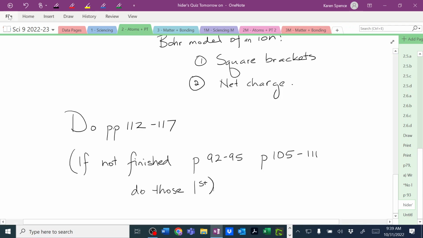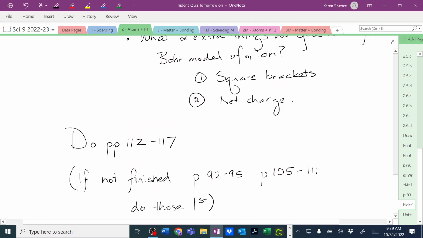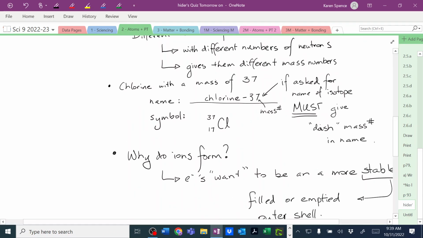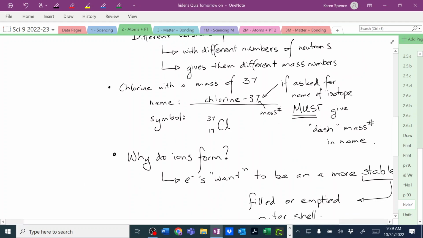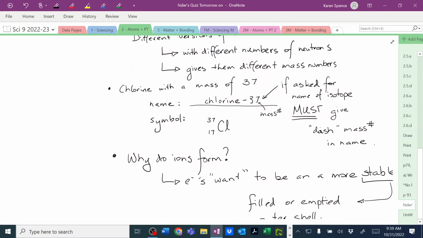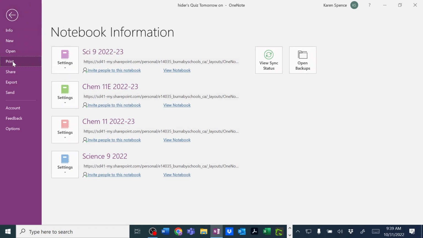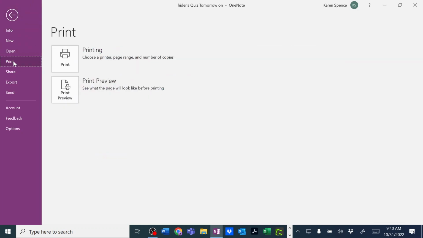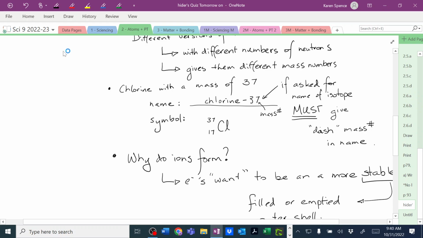Is there anyone who does not want a physical copy of all of this? Anyone who does not want a physical copy? You're good? Okay. You don't? Okay. So we have then 26. Okay. Yeah? Okay.